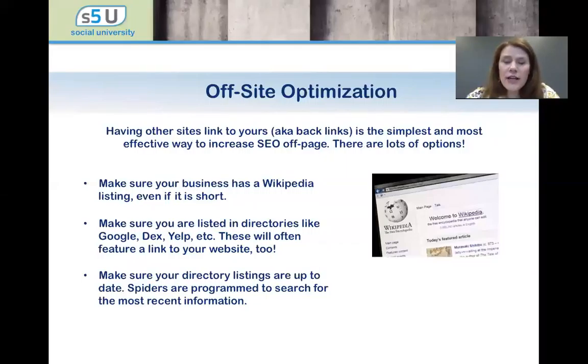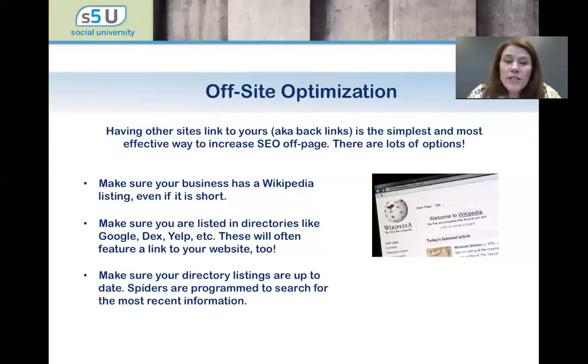Off-site optimization kind of all falls under the same category, which is having other sites that link to yours. These are also called backlinks, and you'll hear us throw that term around a lot. But this is the simplest and easiest way to increase the SEO off-page. There are tons of options here. So one thing you can do, you can make sure your business has a Wikipedia listing, even if it's short. That's the great part about Wikipedia. Anybody can go onto it and create a listing. And you can just create a short little listing about your business. And that way that will show up pretty highly in the search results.